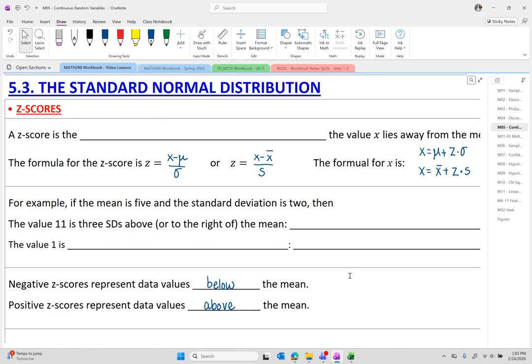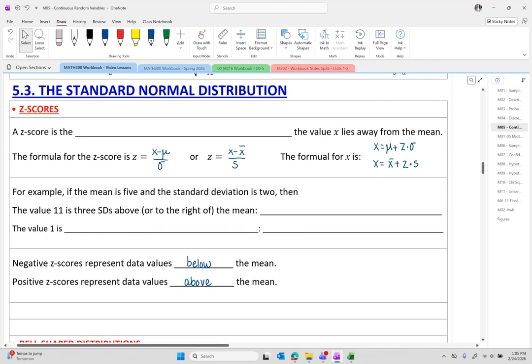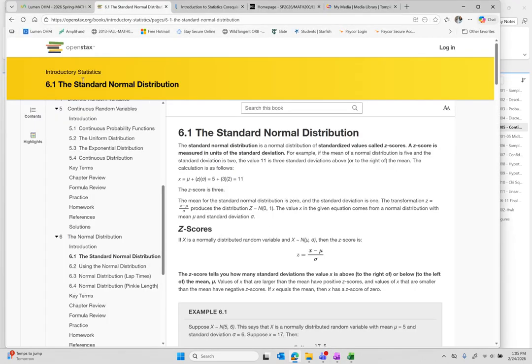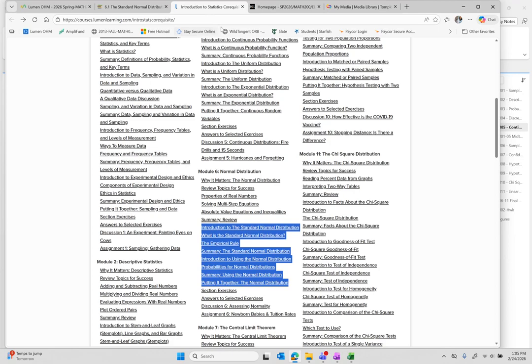In this video, we will start section 5.3 to introduce the standard normal distribution. In the Introductory Statistics by OpenStax textbook, this is section 6.1, and in the Introduction to Statistics Corequisite book by Lumen, this is module 6, the normal distribution, Introduction to the Standard Normal Distribution.